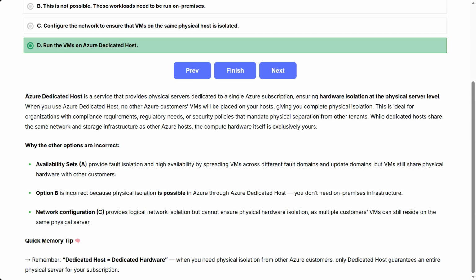Network configuration, C, provides logical network isolation, but cannot ensure physical hardware isolation, as multiple customers' VMs can still reside on the same physical server. Quick memory tip, remember, dedicated host, dedicated hardware. When you need physical isolation from other Azure customers, only dedicated host guarantees an entire physical server for your subscription.